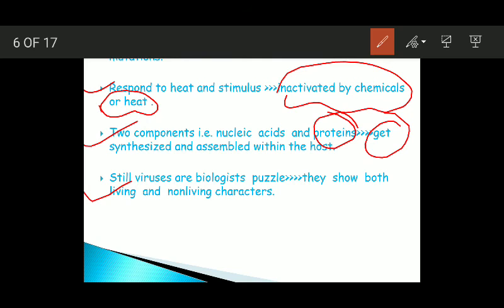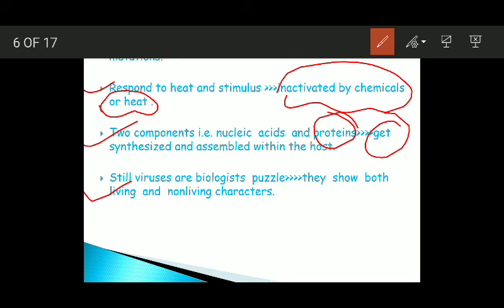Viruses are still one of the most puzzling entities. I can say viruses are the biologist's puzzle. They show both living as well as non-living characters. That's why they have puzzled the biologists. Their nature is not easily comprehended, because at one point of time they are just like non-living things, and once they get entry into the living cells, they become living.